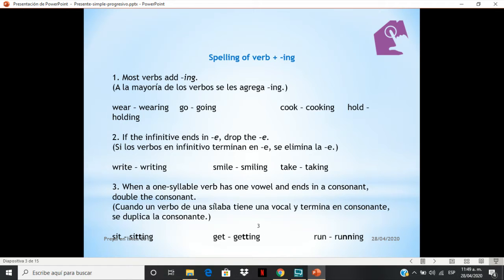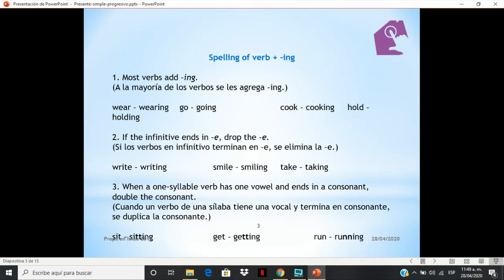In this case, for example, those verbs ending in e, that is called the silent e. In that case, we drop the e and we add ing. For example, write, smile, take. So drop the e and add ing: writing, smiling, taking. Yes, that's quite simple.